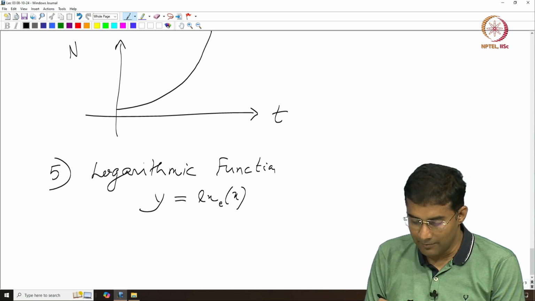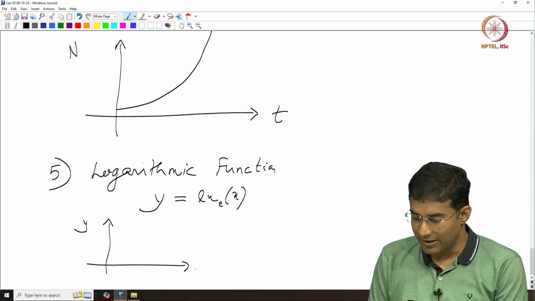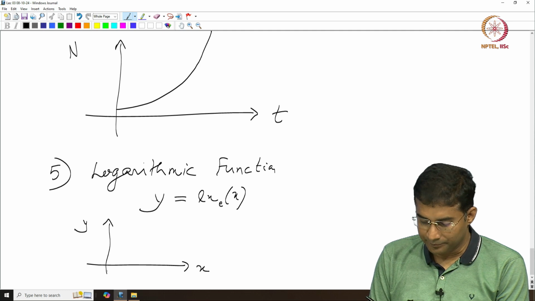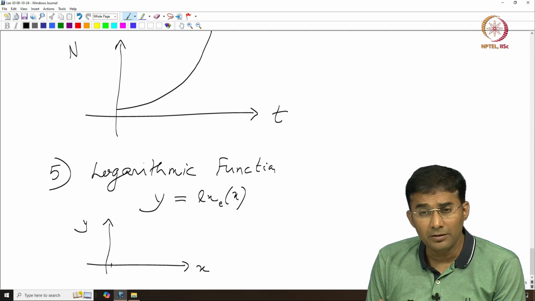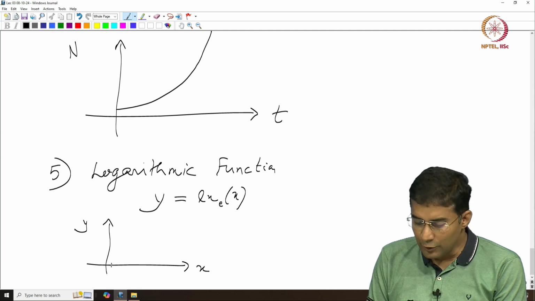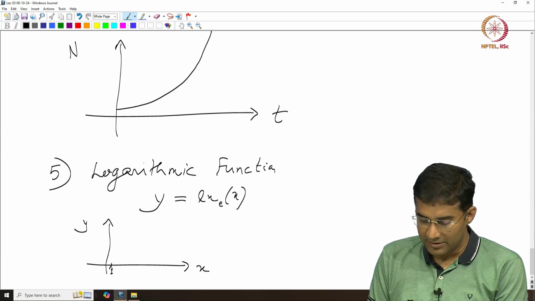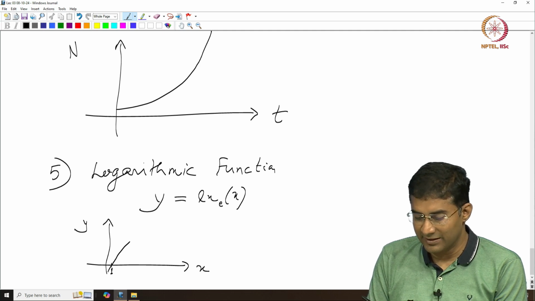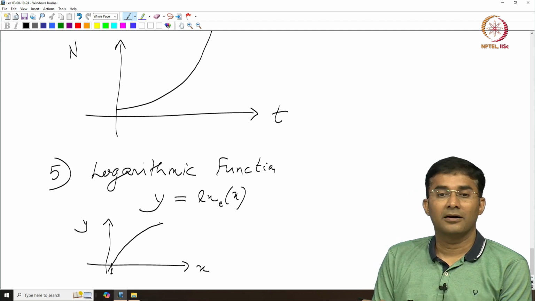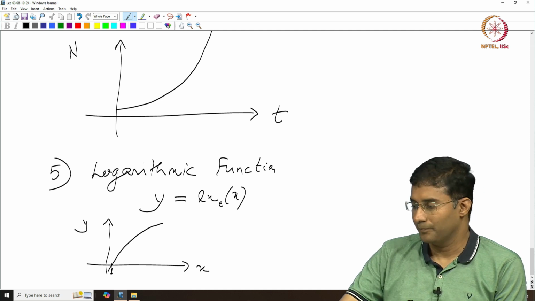And if we were to again plot y as a function of x, it is an increasing function. It can take negative values when x is less than 1, and it takes positive values for x greater than 1, and it increases at a relatively slow rate. Okay.